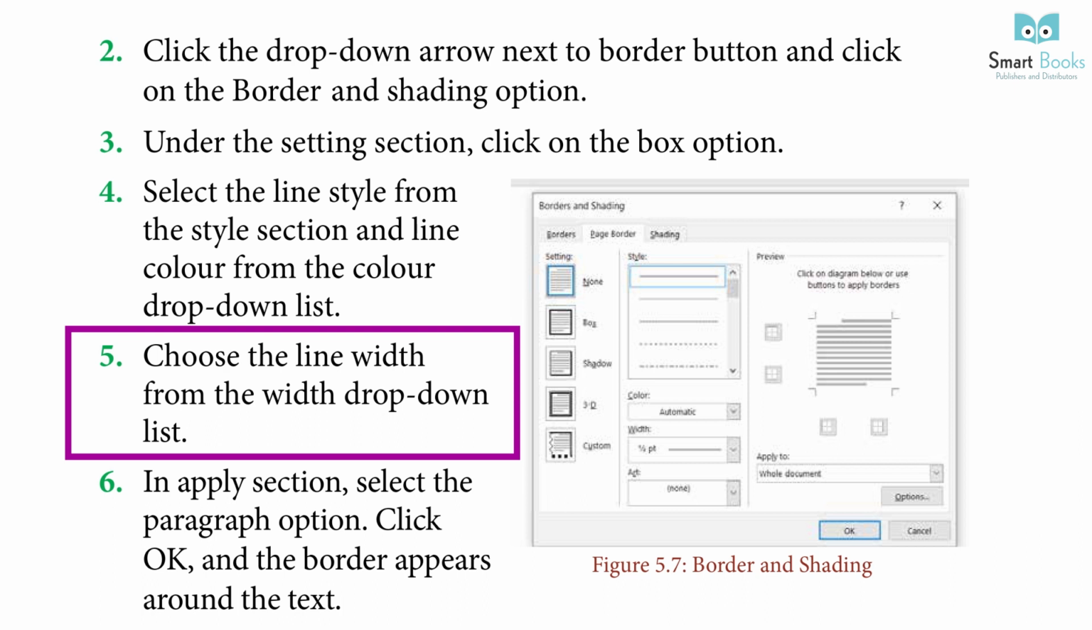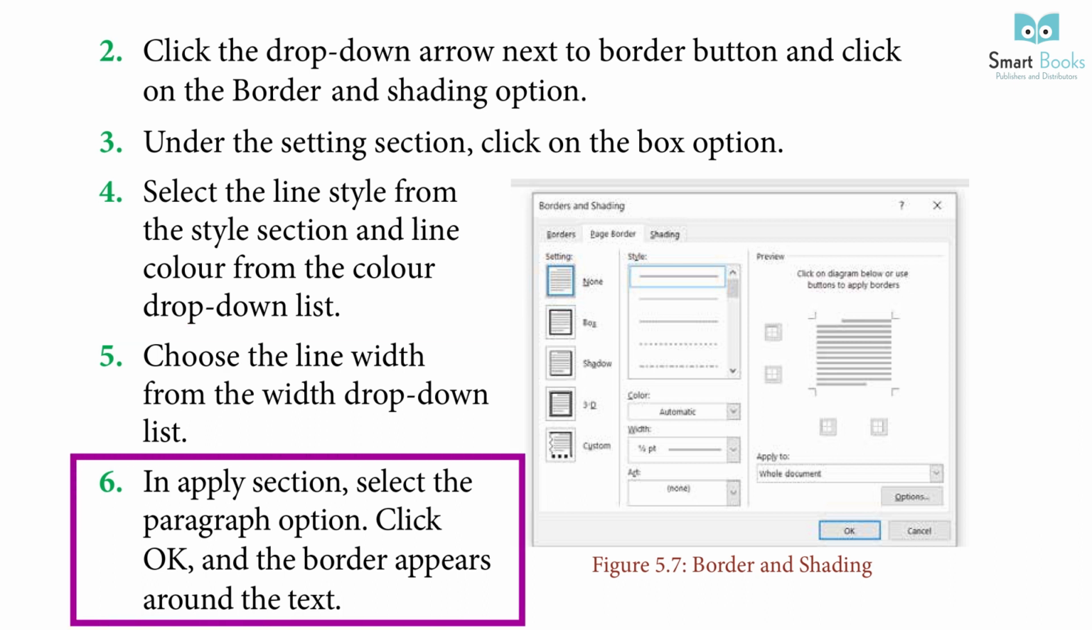5. Choose the line width from the Width drop-down list. 6. In the Apply To section, select the Paragraph option. Click OK and the border appears around the text.